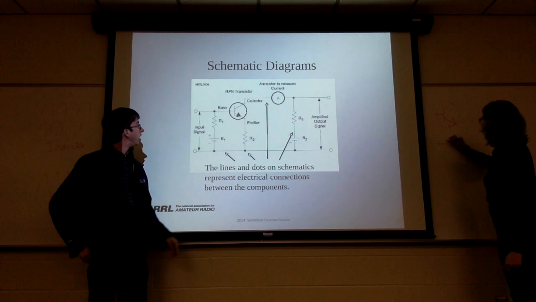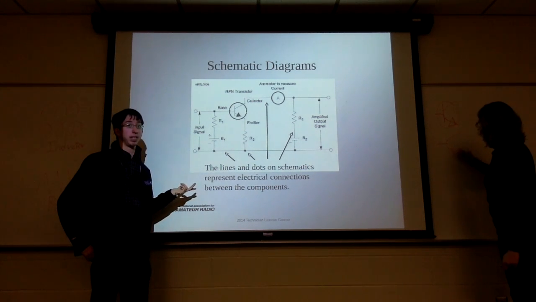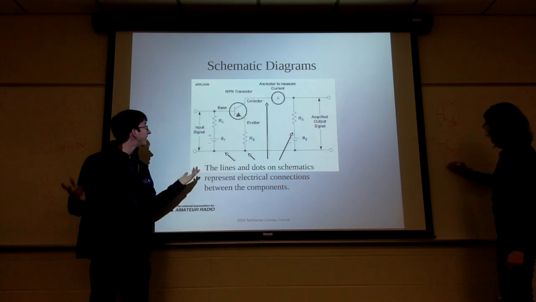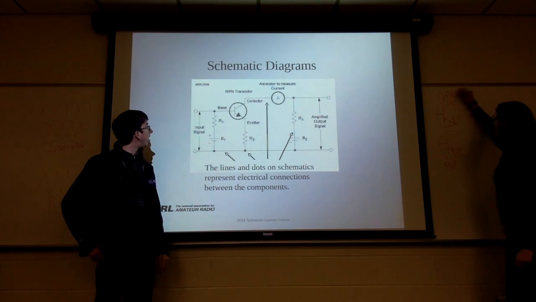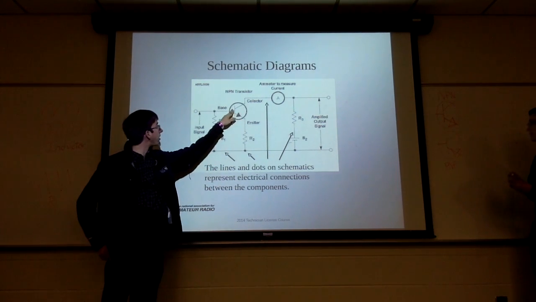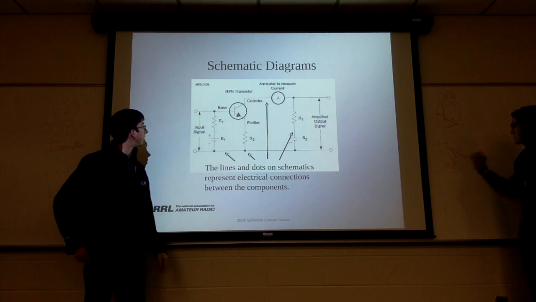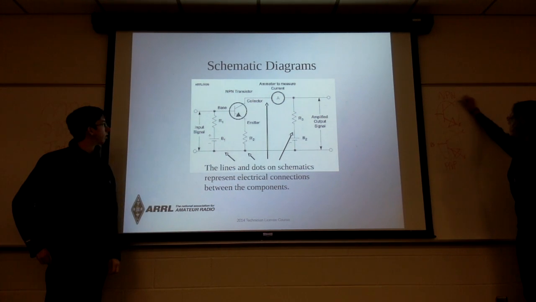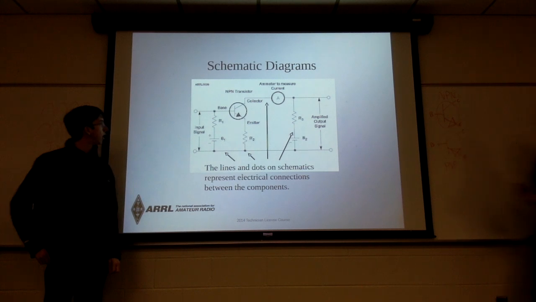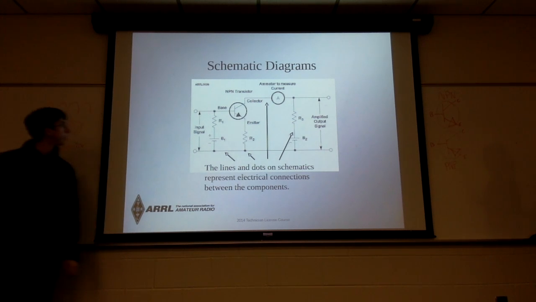That's why I'm drawing it. If it's a PNP, the arrow points in. Yet another silly mnemonic, but whatever helps you to remember it. The collector is on the same side as the emitter. The base comes in to the middle, and those are the three legs of a transistor. And that's pretty much that schematic.